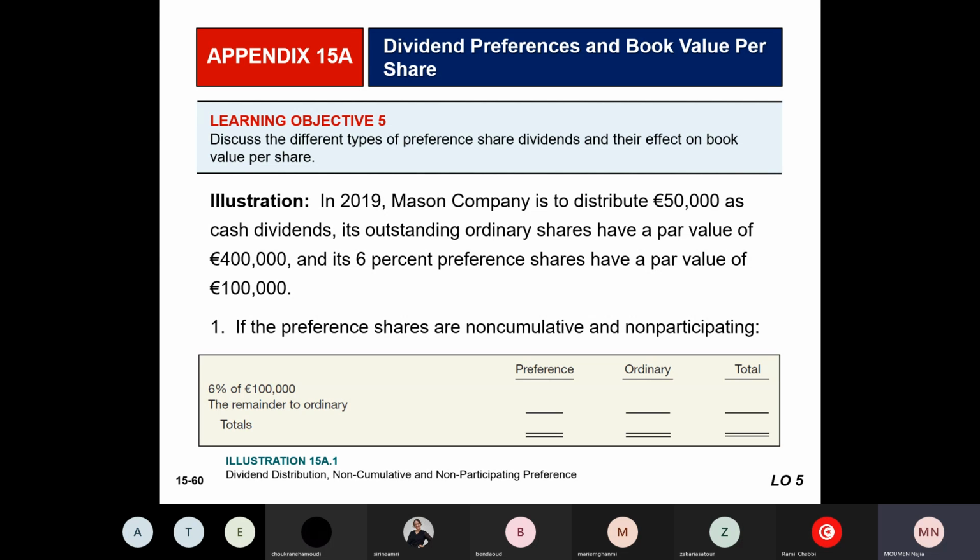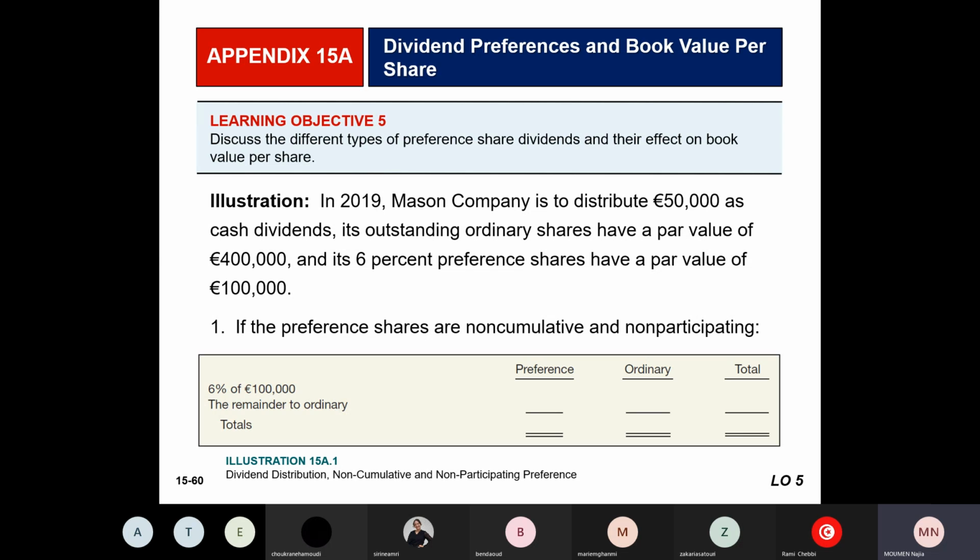Non-participating, because preference shareholders will just receive the percentage as it is declared from the beginning when they purchased these preference shares. But at the same time, if, of the cash dividend to be distributed, we have a remaining portion after paying preference and ordinary shares, they can participate in what is left. Okay, so we'll see that example.